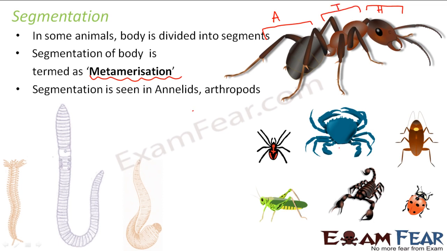What are these? These are nothing but the segmentation. A few segments grouped together form the thorax. Here you can see these are a few segments, 1, 2, 3, 4. Some segments grouped together form the thorax, and some segments grouped together form the abdomen. That is how the arrangement is in the case of insects. So this is known as segmentation.